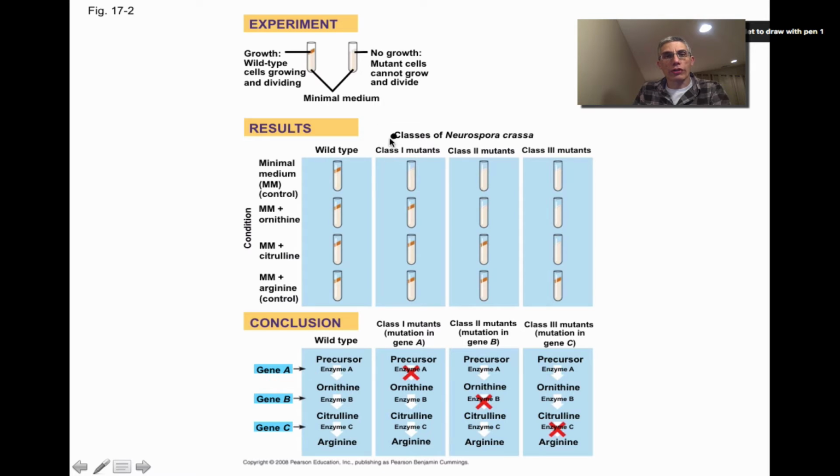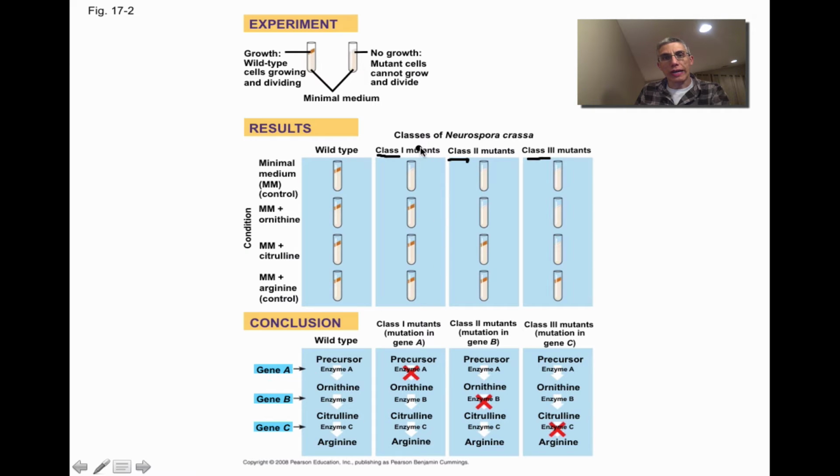Now, the results of their experiment are below, and what you notice is there were 3 different types of mutants that were created. We have class 1, class 2, and class 3. When you look at these three classes, you're going to notice that each class has a specific enzyme that has been taken away due to the exposure to the X-rays that Beadle and Tatum had exposed the bread mold to.